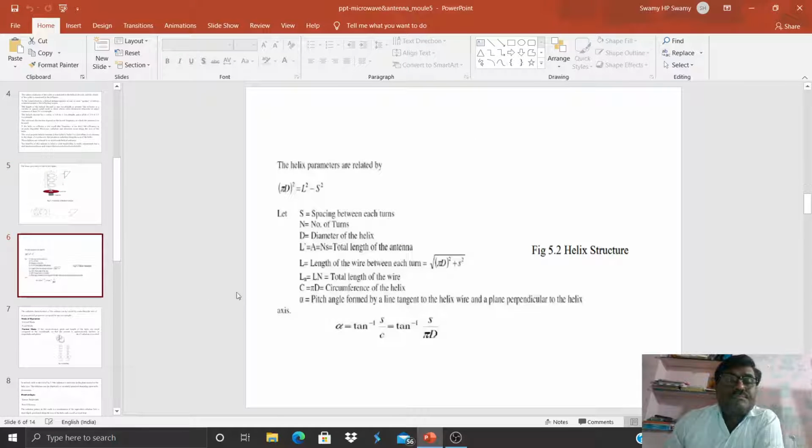Now, alpha is called the pitch angle, formed by a line tangent to the helix wire and the plane perpendicular to the helix axis. So therefore, pitch angle alpha is equal to tan inverse S by C, which is tan inverse S by pi d. This you have to keep in mind.